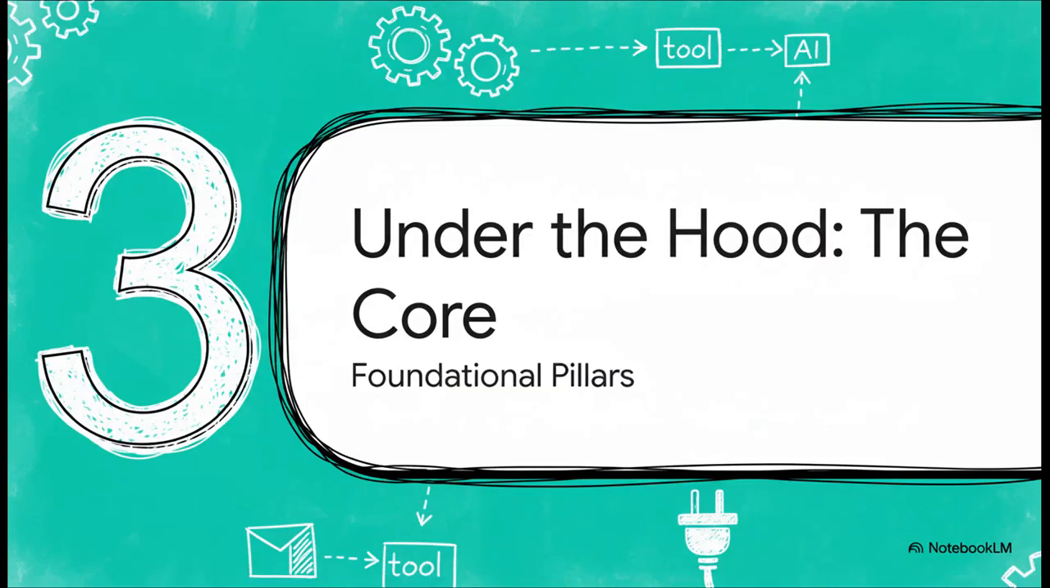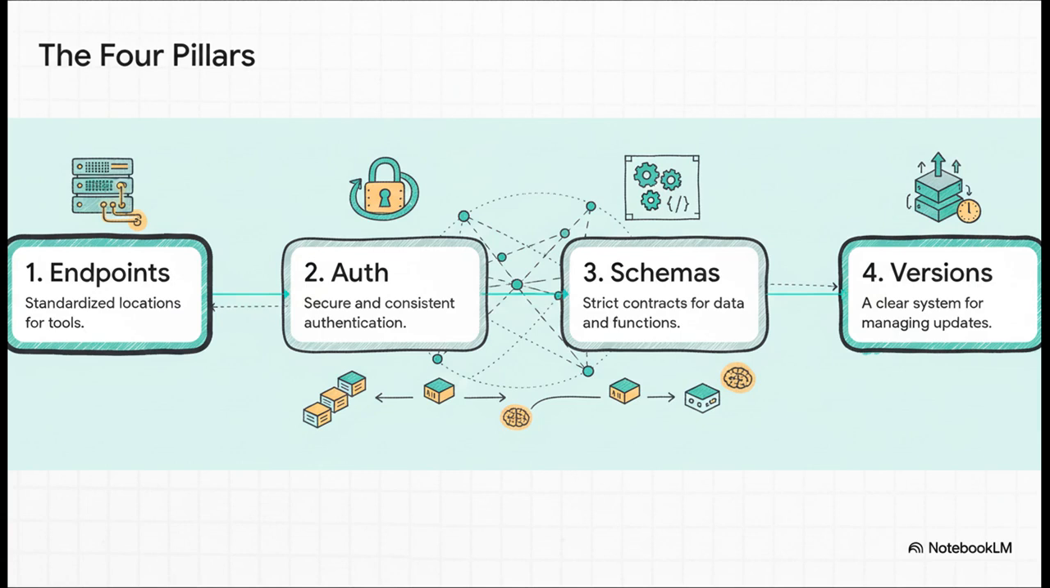All right, so let's pop the hood for a minute. What are the key pieces, the foundational pillars that make this whole standard so reliable? It really just boils down to these four things. You've got standardized endpoints, so the AI always knows where to find the tool. You've got consistent authentication to handle security the right way every time. You have strict schemas, those tool specs we were just talking about, to guarantee behavior. And finally, a clear versioning system, so you can update your tools without breaking everything that depends on them.